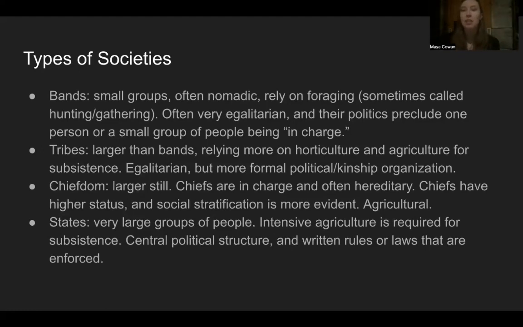We live in states. Intensive agriculture is required for subsistence. So this isn't just agriculture. This is agriculture where we are super selecting our crops. We're getting tons of irrigation in there. And then we also in states see a central political structure. So basically a government with written rules and laws that are enforced.